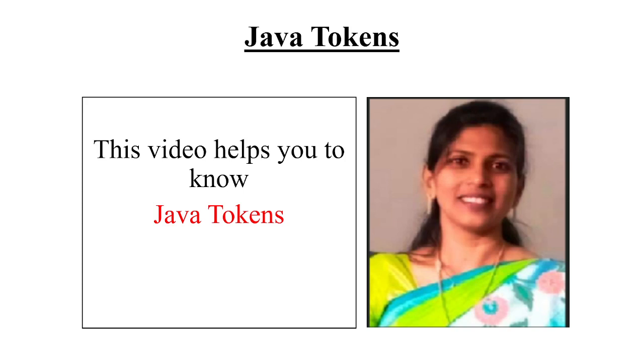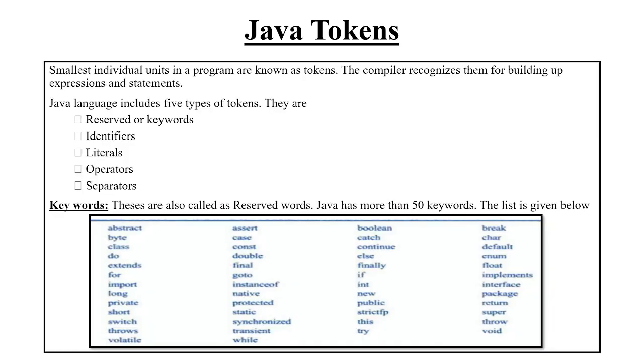This video helps you to know about Java tokens. First, let me say, what is a token? A small individual unit in a program is known as a token. And the compiler is going to recognize them as an expression and statement. That means, using these tokens, we can build up expressions and statements, and these are the expressions and statements that are recognized by the compiler.